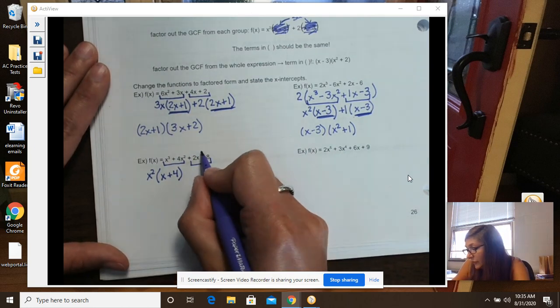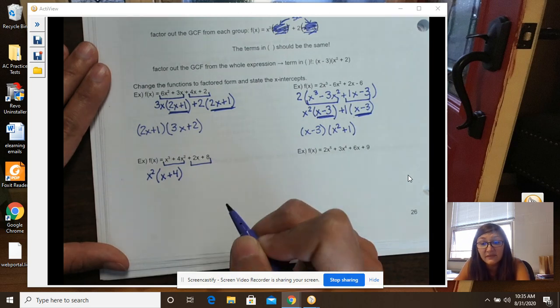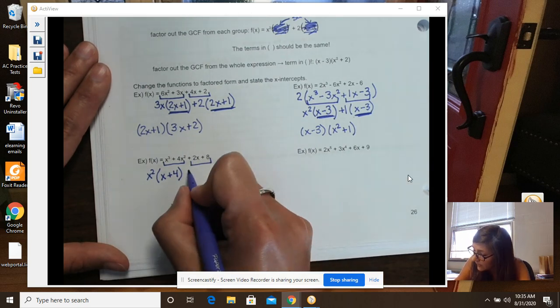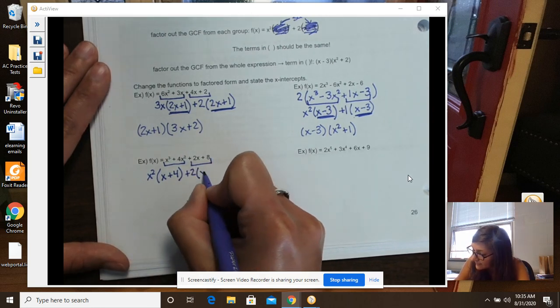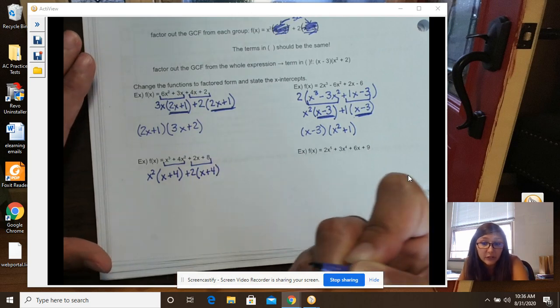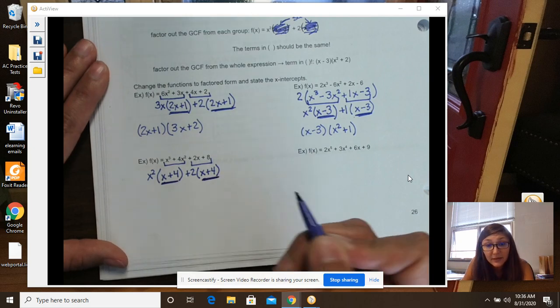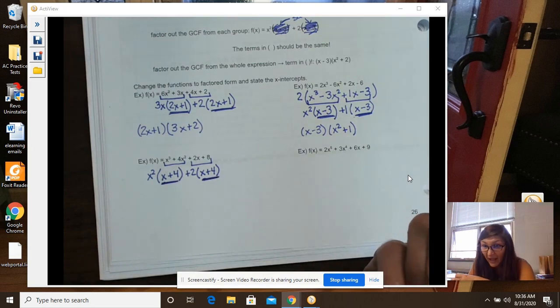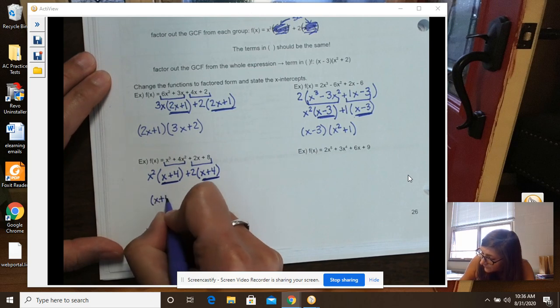For our second group, our coefficients and our constant term are both even, so we can divide both of those by 2, a positive 2. That would leave me with x plus 4 when I divide out, or factor out, that 2. Now my stuff in parentheses is the same again. So I get to pull that out as my new GCF, my new common factor, right?